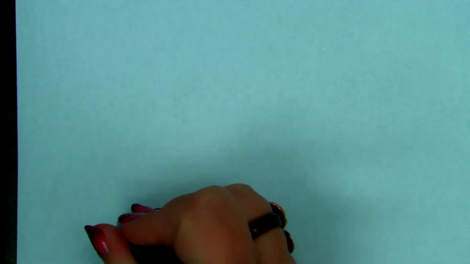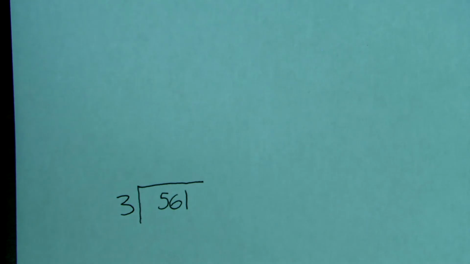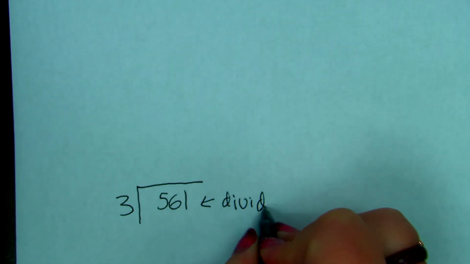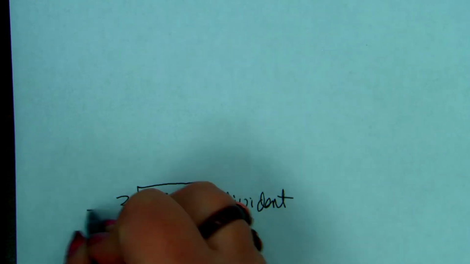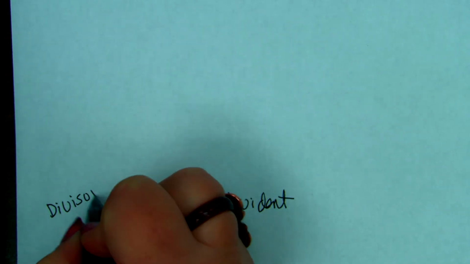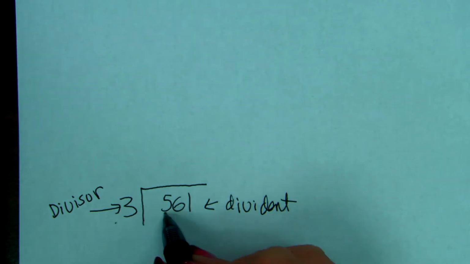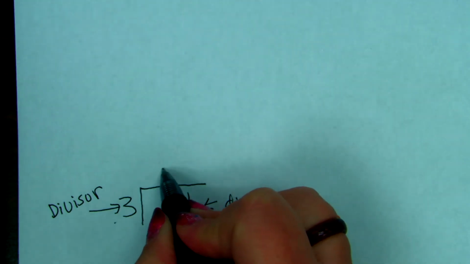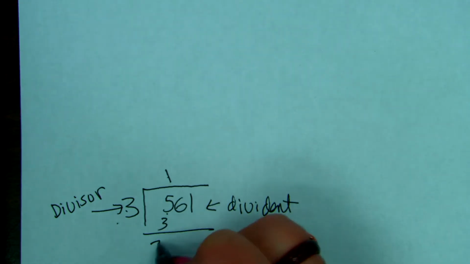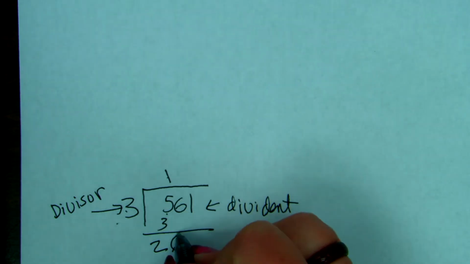So 561 divided by 3. 561 is the dividend. This is the divisor, what's being divided into it. 3 goes into 5 one time. 1 times 3 is 3. Subtract 2, bring down the 6.